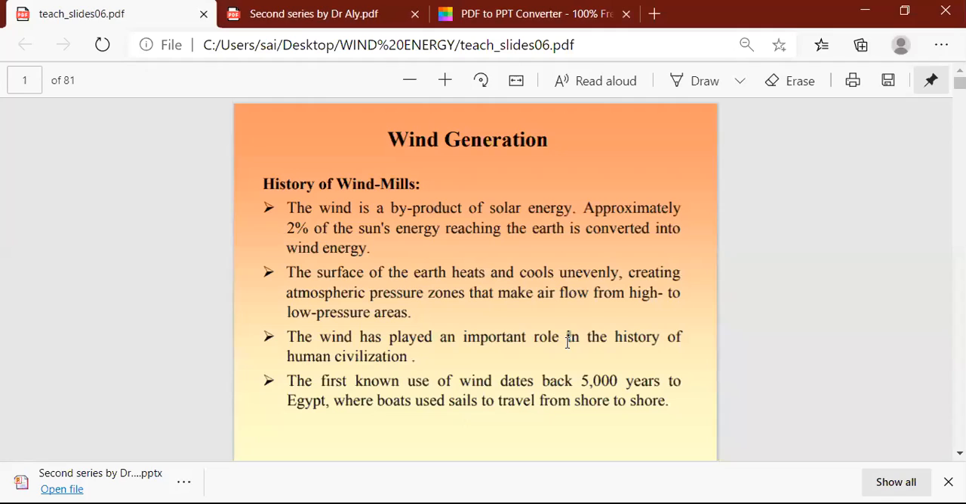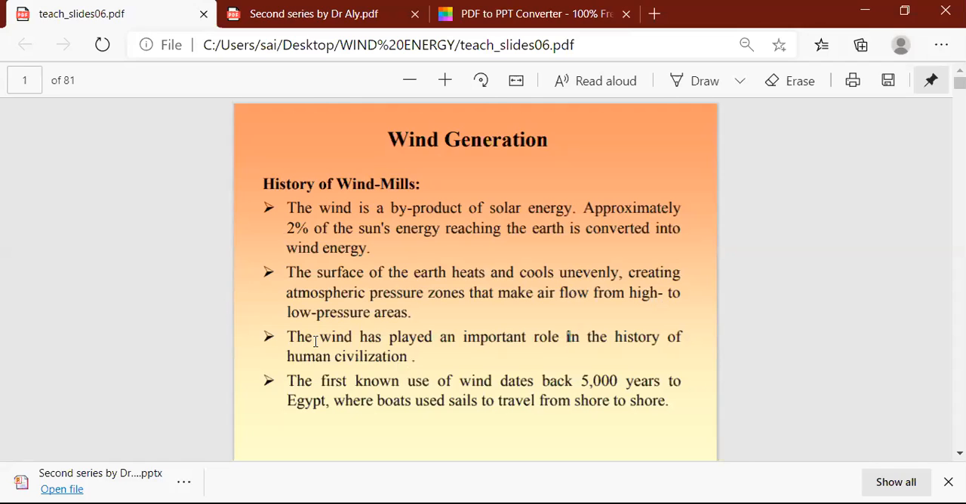So the Earth's surface heats and cools unevenly, creating atmospheric pressure zones that make air flow from high pressure to low pressure areas. Means what? When the sun's rays strike the Earth's surface, it gets heated unevenly, creating different temperature zones and temperature gradients at different places. That creates atmospheric pressure differences, in which air flows from high to low pressure areas.